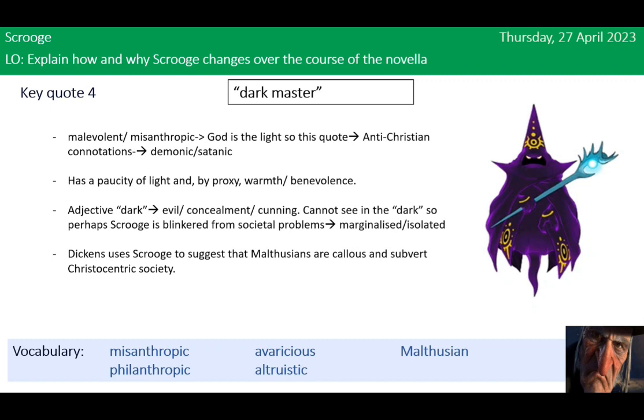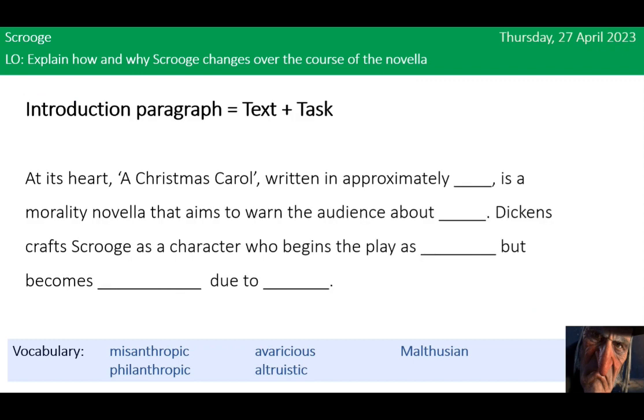The adjective dark connotes evil, concealment, and cunning. Also, we cannot see in the dark, so perhaps Scrooge is blinkered from societal problems because he has marginalized and isolated himself. Dickens uses Scrooge to suggest that Malthusians are callous and that they subvert, or go against, Christocentric society. Wonderful. Make sure you get all the notes down and we'll move on to the writing tasks.